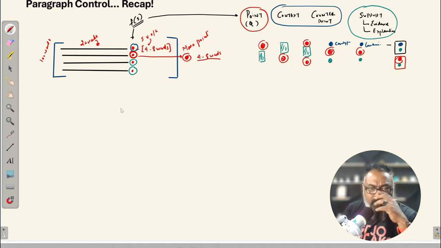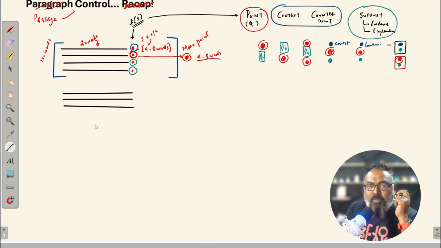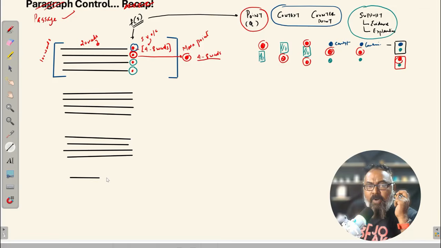Now, when we want to go from paragraph control to passage control, we need to understand that the passage will have another paragraph with many sentences. I don't know how many sentences. Let's take 4. Now another one which has another 4 sentences. Let's say another one which has another 4 to 5 sentences. Another one. Okay, it could be this.